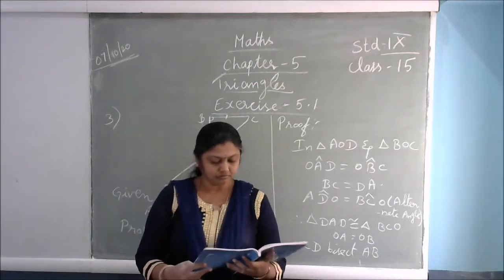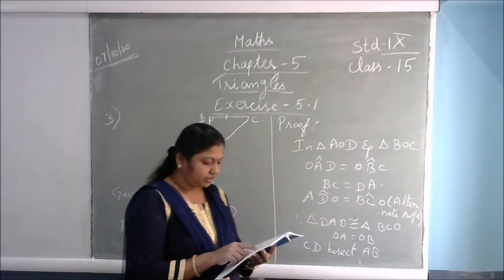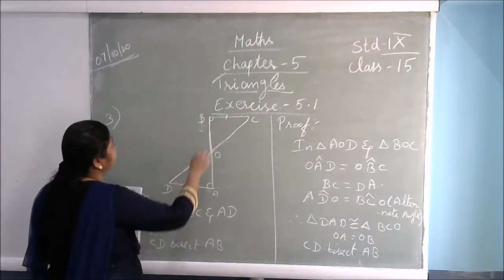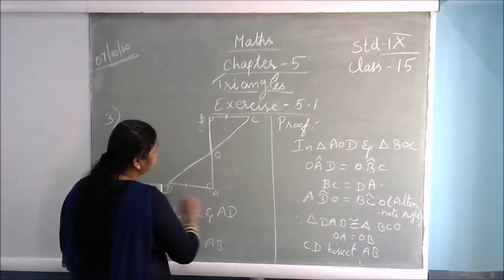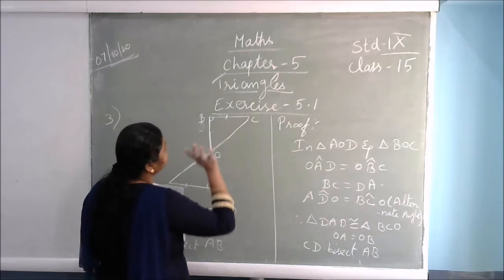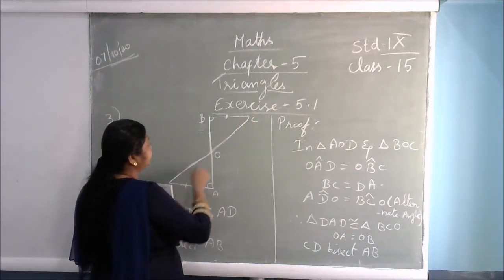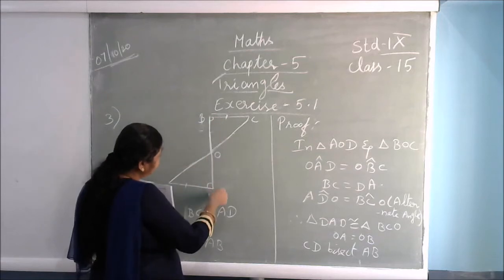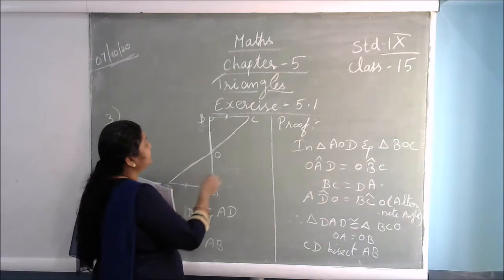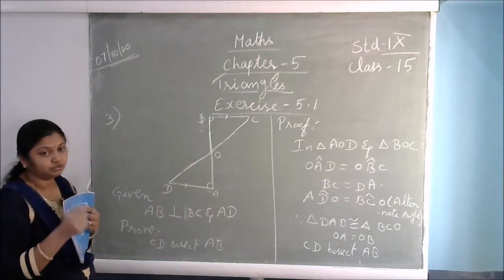The third sum: AB and BC are equal, perpendicular to a line segment AB. What is the meaning of this? See here, AB is the perpendicular for AD and BC, they have given. What you should prove is that this CD is bisecting this perpendicular line into two equal parts. Bisect means it will divide the line into two equal parts.